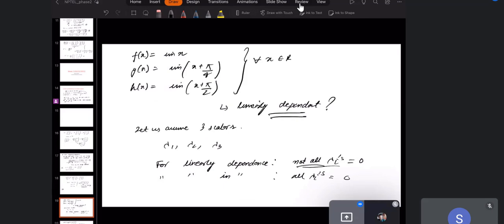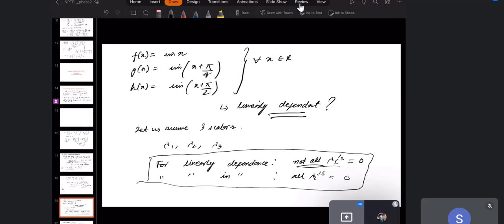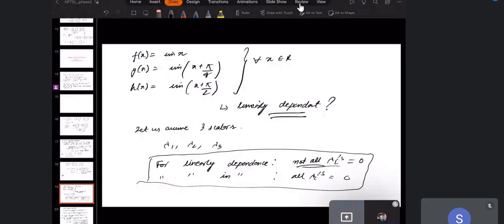So the basic thing is that you have to focus on these two lines. For linear dependency, not all lambdas are equal to 0. For linear independence, all the lambdas will be equal to 0. So this is one of the basics. In short, if you want to remember how to find this, you can just remember this.